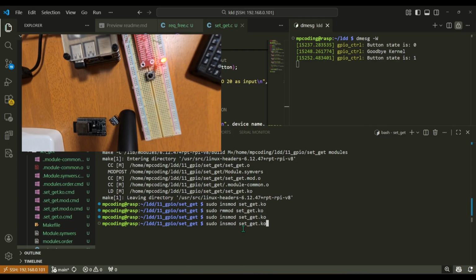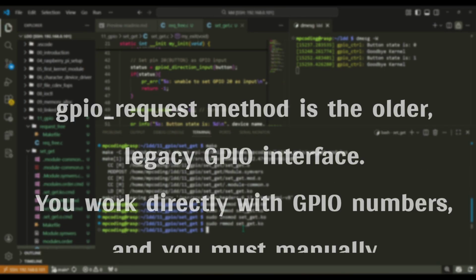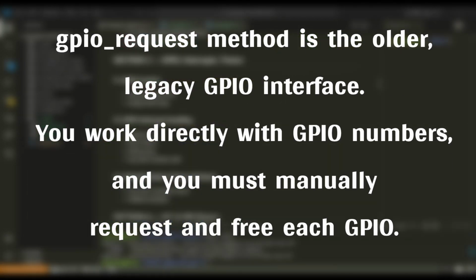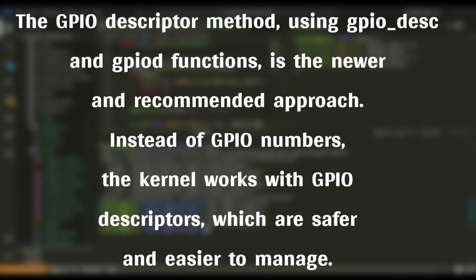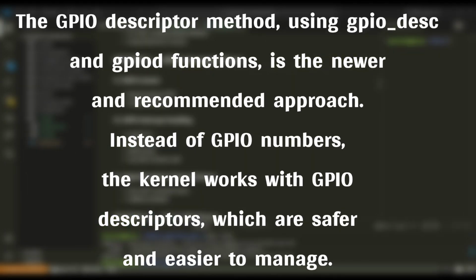So, what is the difference between the GPIO request method and the GPIO descriptor method? The gpio_request method is the older, legacy GPIO interface. You work directly with GPIO numbers, and you must manually request and free each GPIO. The GPIO descriptor method, using gpio_desc and gpiod functions, is the newer and recommended approach. Instead of GPIO numbers, the kernel works with GPIO descriptors, which are safer and easier to manage.